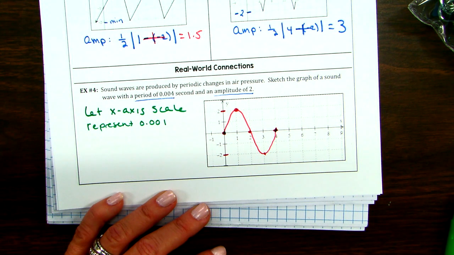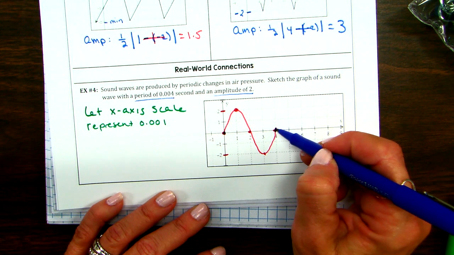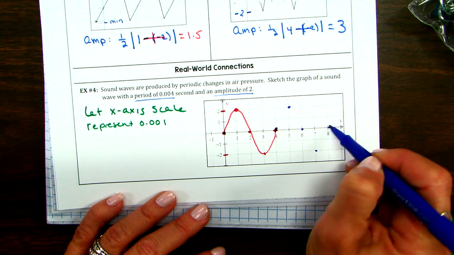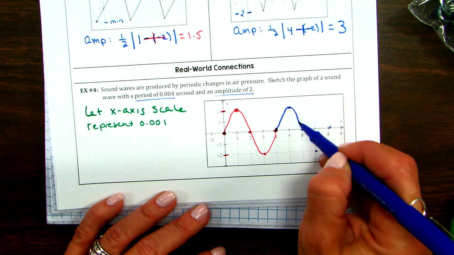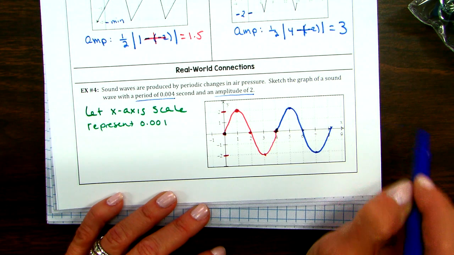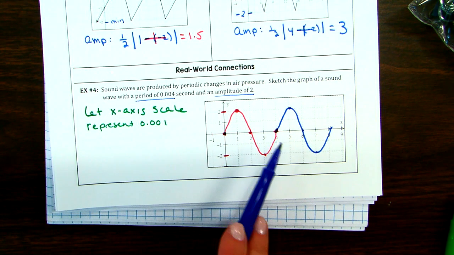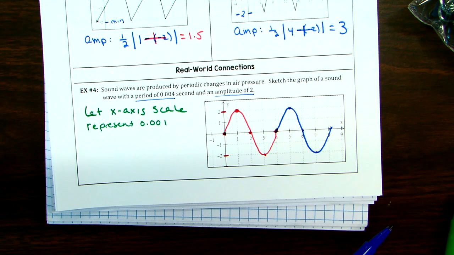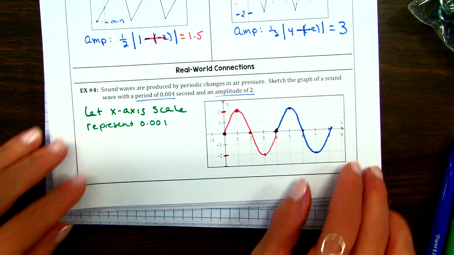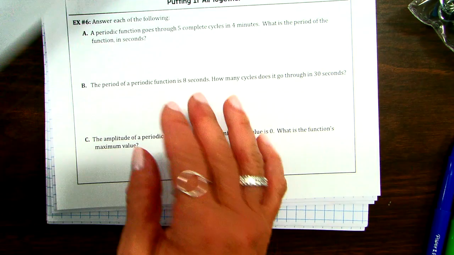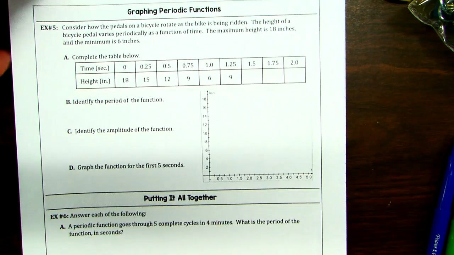If it said graph 2 periods, we would do another one. Middle, up, middle, down, middle. So there would be another period. So what I have graphed right now is 2 cycles or 2 periods of this graph. Red is one, blue is another. Okay? That's the shape of a sound wave. Okay? Moving on.